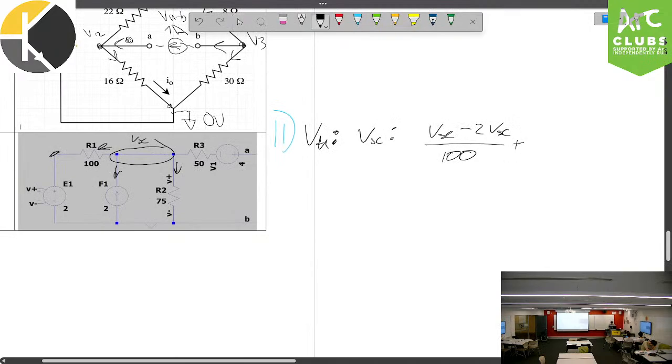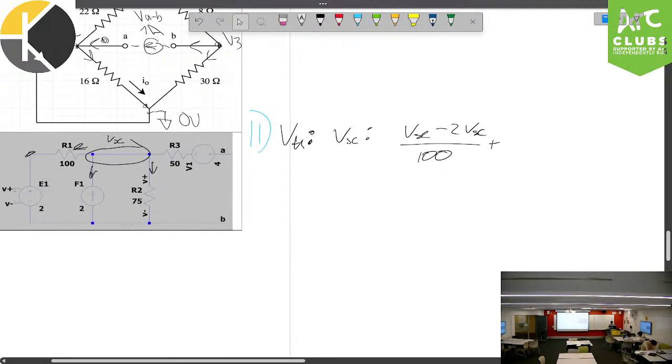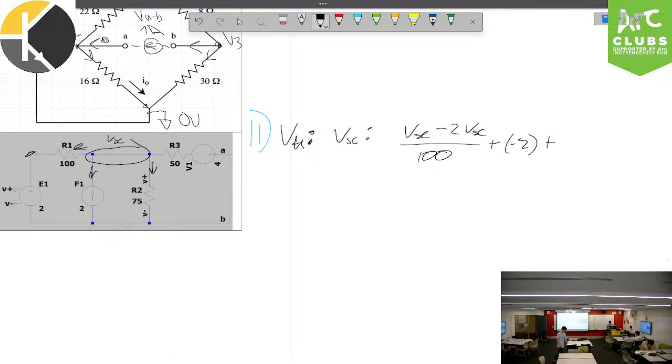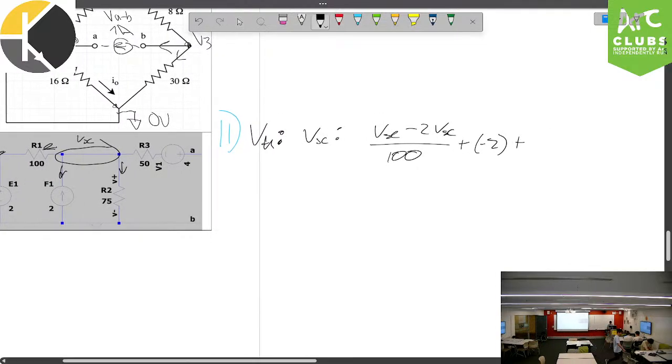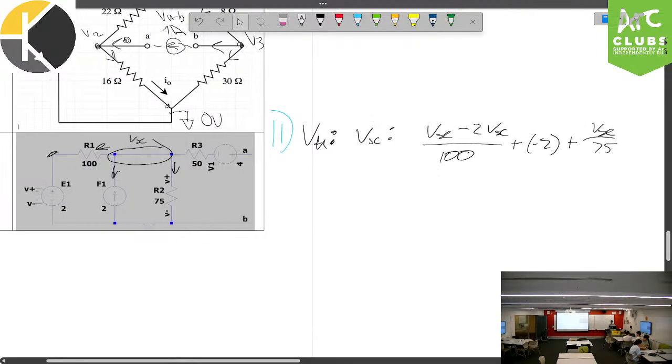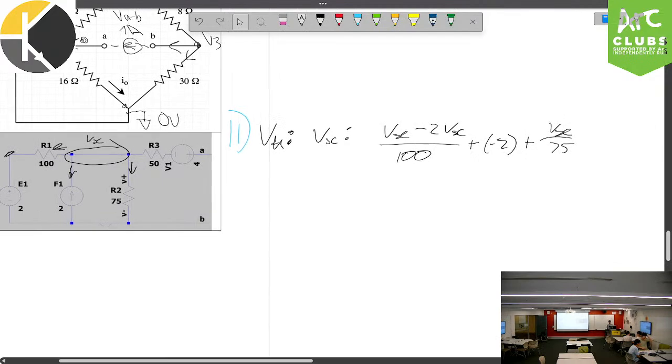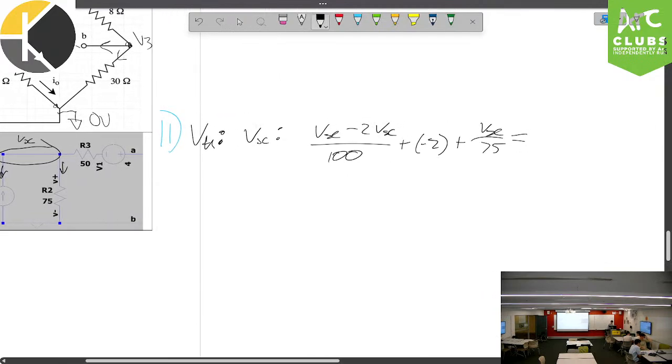Add on the next one coming out. It's actually going the other direction. So we say plus minus 2. And then the next amount going out is through this 75 ohm resistor, which is to ground. Okay, so Vx on 75. Fantastic stuff. Alright, and that equals the current going in, which is 0.